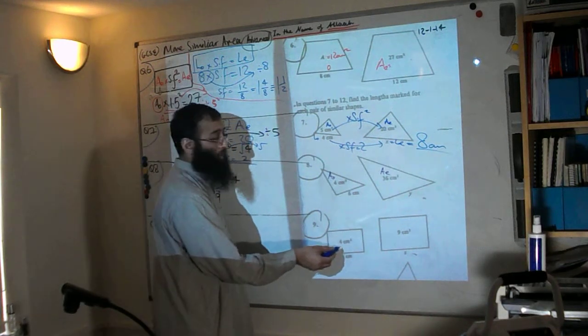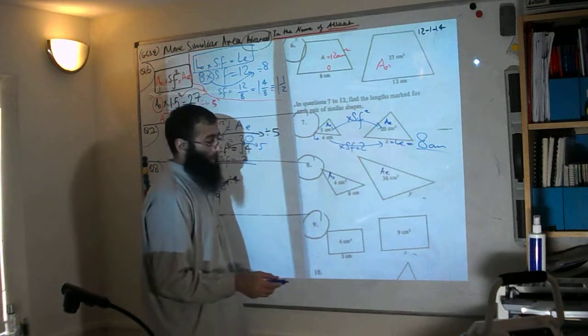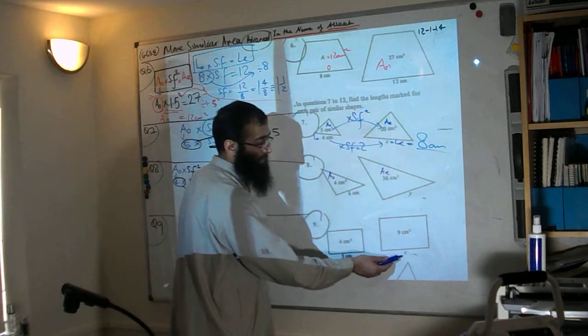Right, and the next one down is the question for you to do, folks. We have a 4 centimeters squared rectangle that becomes a 9 centimeters squared rectangle. The original length is 3. You've got to work out the enlarged length.